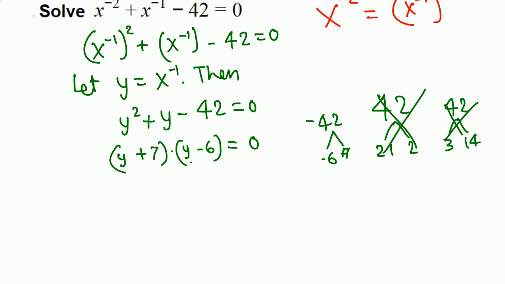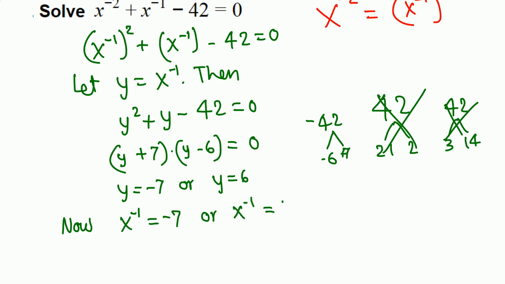So we have a product of two things equals 0, which implies either this factor is 0 or this factor is 0. From the first factor y equals negative 7, because negative 7 plus 7 is 0, or y minus 6 equals 0 when y equals 6. But this is not the answer, because y equals x raised to negative 1. Now we back substitute: x raised to negative 1 equals negative 7, or x raised to negative 1 equals 6.